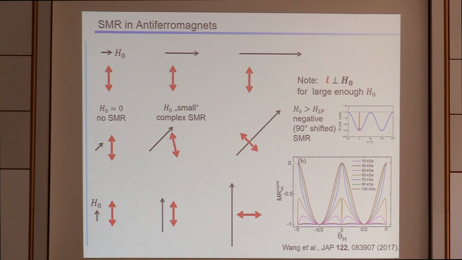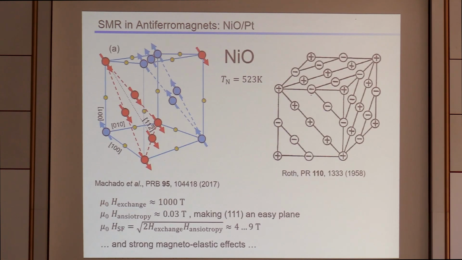At large fields, the red curve, you see the cosine square modulation, and then there are these more involved intermediate cases which arise from this complex susceptibility of the antiferromagnet. So we decided to try these types of experiments, and we went for nickel oxide as a simple prototypical uniaxial antiferromagnet with reasonable spin flop fields of the order of a few Tesla.